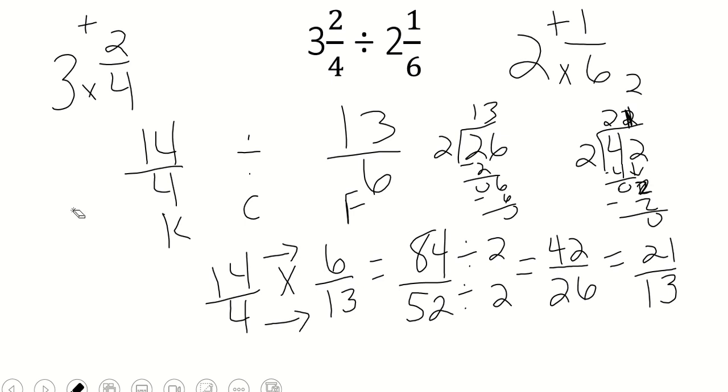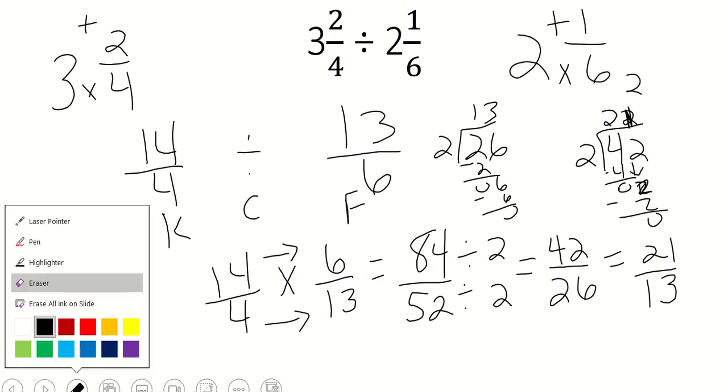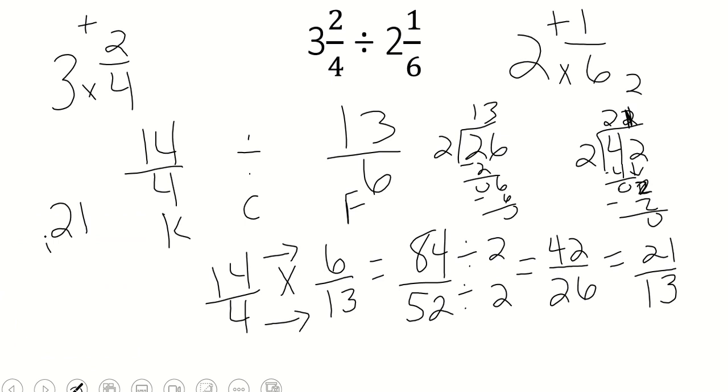So 21 divided by 13. 13 times 2 is 26, so that'll be too much. So it'll only go one time. Minus 13 gives me 8. All right, so how do you set this up as a whole number?